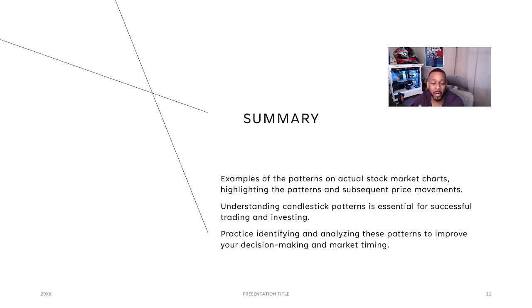Understanding candlestick patterns is essential for successful trading and investing. Practice identifying and analyzing these patterns to improve your decision making and market timing. We always talk about timing. Remember, I say price and timing, right? So we've only been talking on the hour, and let's get into taking a look at some charts.